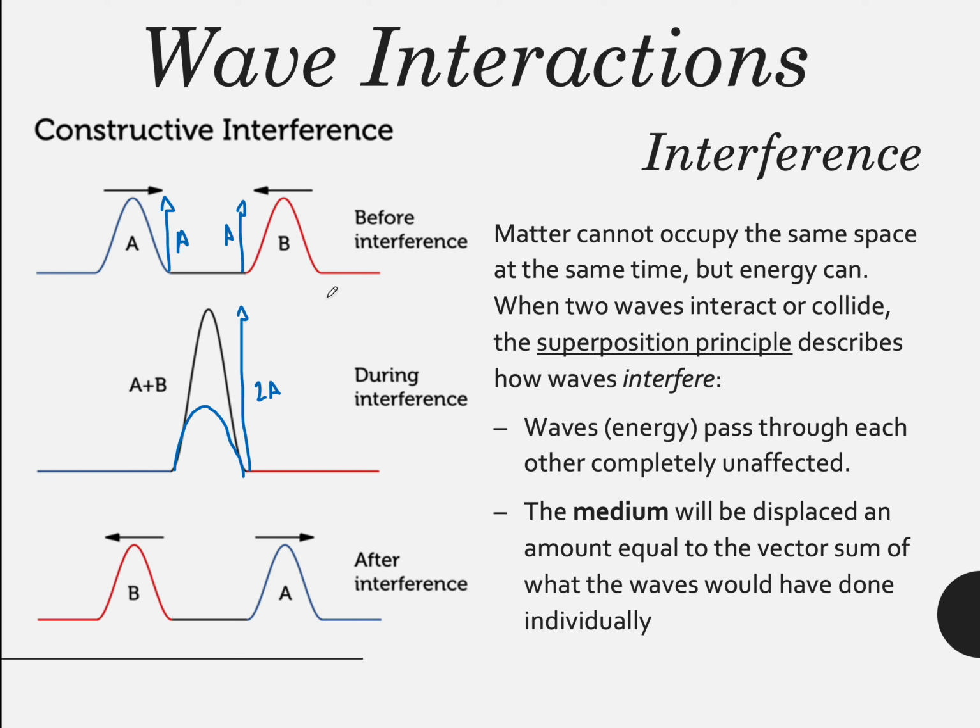So yeah, just quick little notes about this one. Matter can't occupy the same space at the same time, but energy definitely can. Waves do pass through each other, and they're completely unaffected by that passage. But the medium will be displaced equal to the vector sum of what the waves would do individually. So you've got the two amplitude vectors this way. When they add together, when they're right on top of each other, we get a new vector that's twice as large.